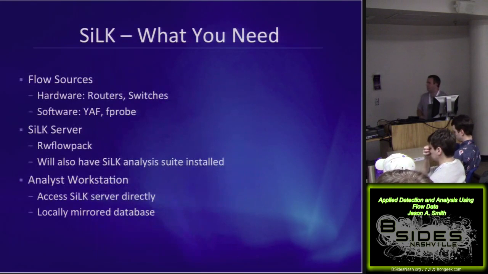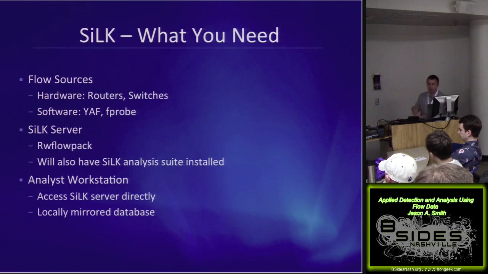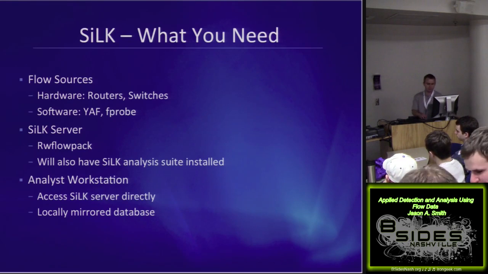What you basically need, and what I just discussed, is some sort of flow source, be it a hardware or software flow source. I'll talk about YAF some more. You also need a SiLK server that's going to collect the data. A lot of times, especially if you're at my house, the SiLK server is also the analysis station, which has the analysis suite on it. If you're in some sort of enterprise, you may have analyst workstations that query it directly, or you may mirror that SiLK data to the analyst workstation depending on how much you have. Mirroring that means you're pushing all that data to however many analysts need it, so that may not always be feasible.